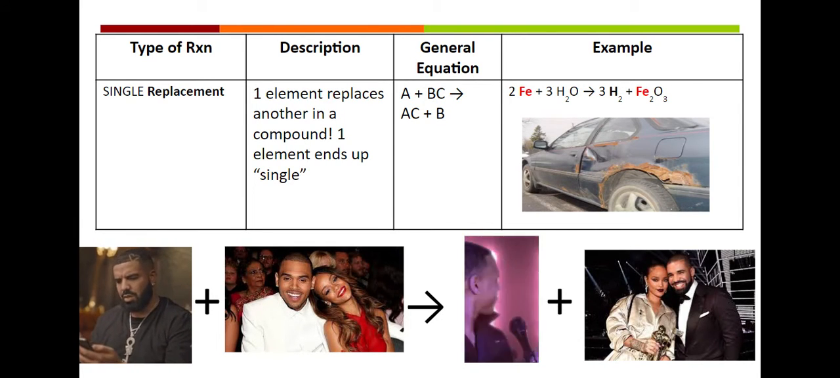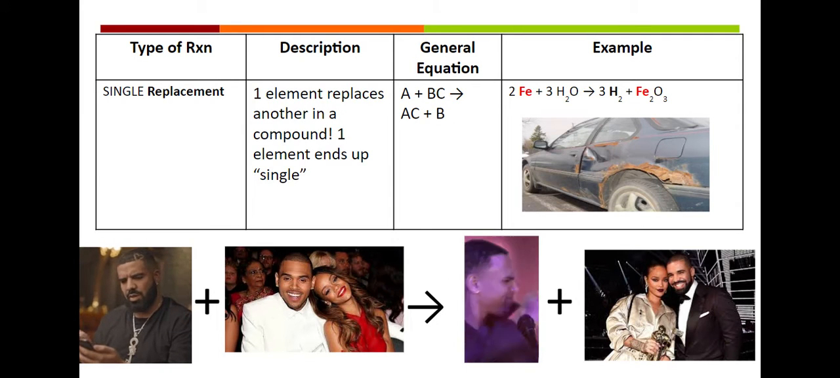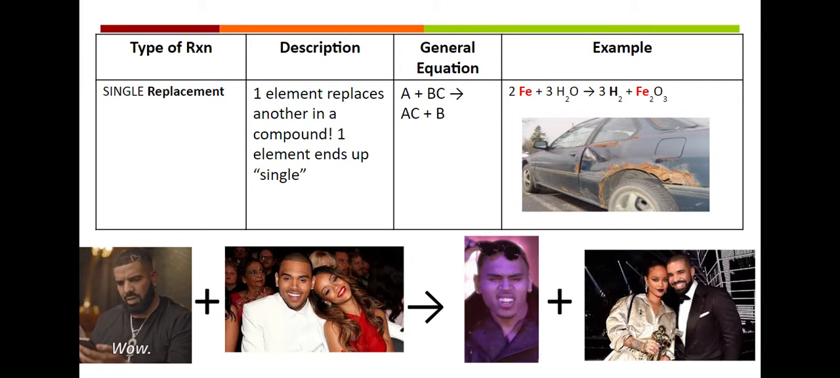For example, you have iron, which is the metal, and then water joins the party, and then hydrogen leaves the party and creates ferric oxide over here, ferric oxide, which is the rust that you see.